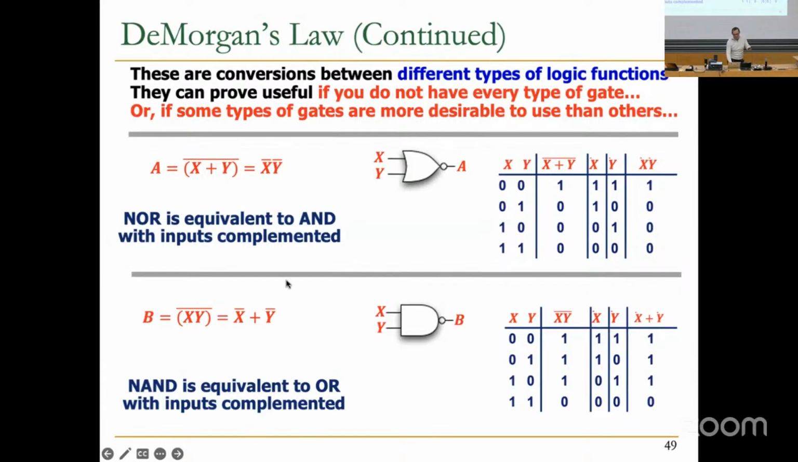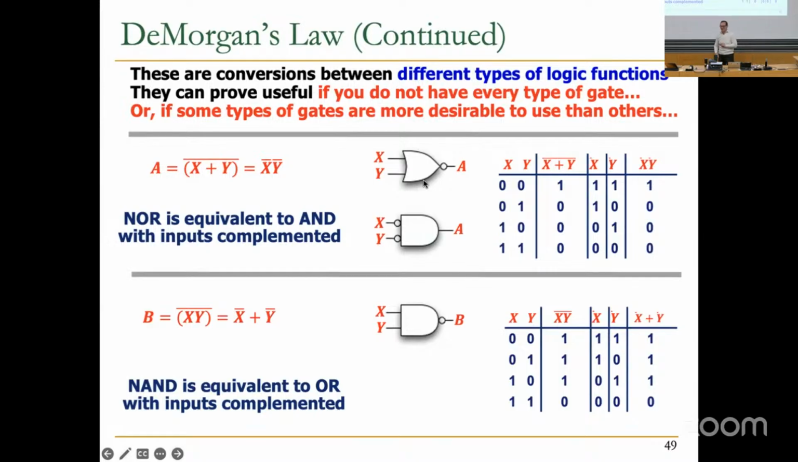For example, NOR is equal to AND with inputs complemented. Now we're going to do some bubble pushing. So this is a NOR, as you can see, but it's also AND with inputs complemented. So one fun way of doing this is you take this bubble, you push it to the inputs, the bubble goes to the inputs, and you change the gate from OR to AND.